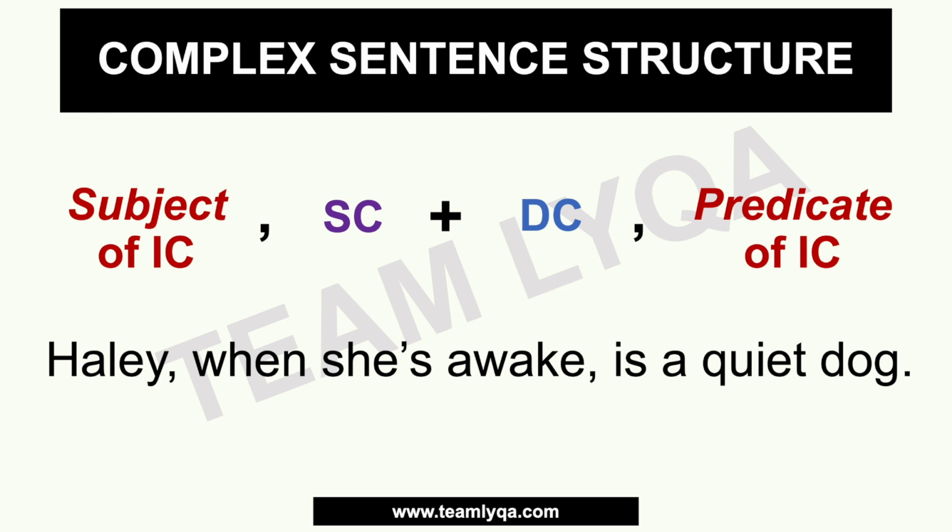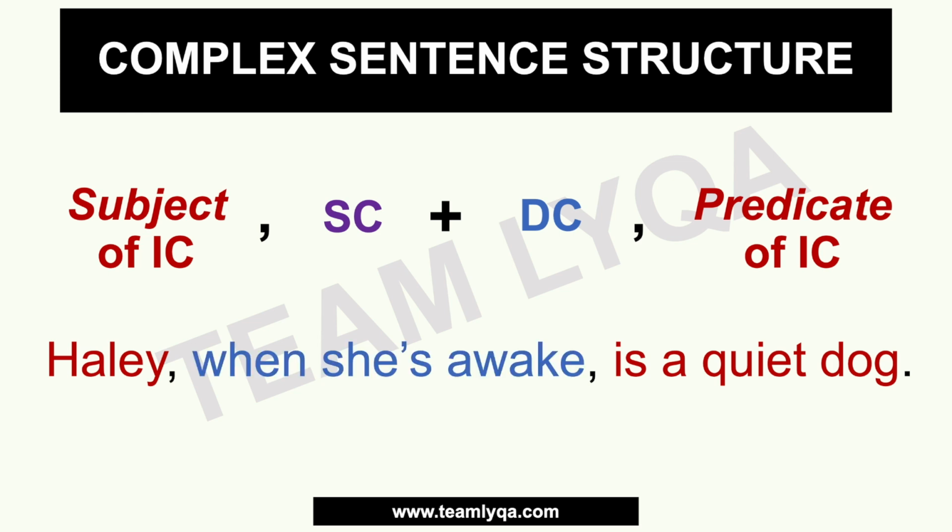Using the same information dun sa ating sentences kanina, ang gagawin lang natin ay hahatiin natin yung Haley is a quiet dog sa dalawa. Tapos yung dependent clause natin na when she's awake, isisingit natin sa gitna. We usually do this to emphasize kung sino yung pinag-uusapan dun sa dependent clause. Pwede nating dagdagan ng information tungkol dun sa tao or dun sa subject na yon. And if you look at it, again, Haley is the subject of the independent clause. Yung is a quiet dog is the predicate, nilagay natin sa dulo. At siningitan natin ng dependent clause na when she's awake.